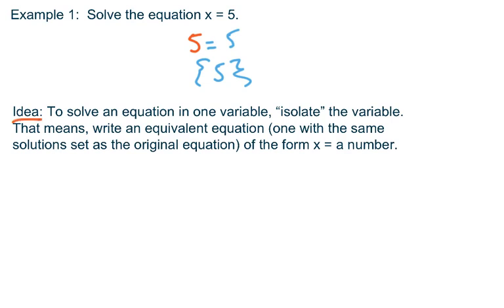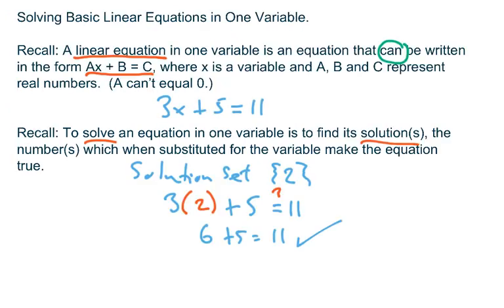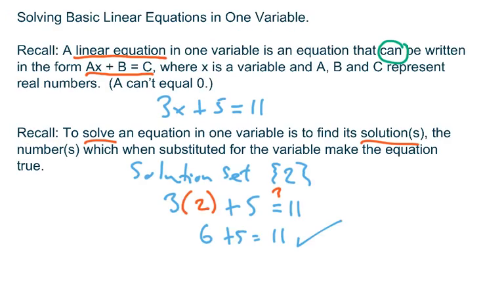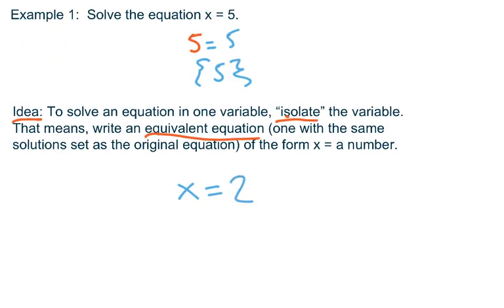Here's the idea. To solve an equation in one variable, isolate the variable. What that means is try to write an equivalent equation, that means one that has the same solutions as the original equation, of the form x equals a number. In other words, if I could take an equation like 3x plus 5 equals 11, and somehow transform it into an equation that looked like x equals 2, then it would be easy to see what the solution set is.